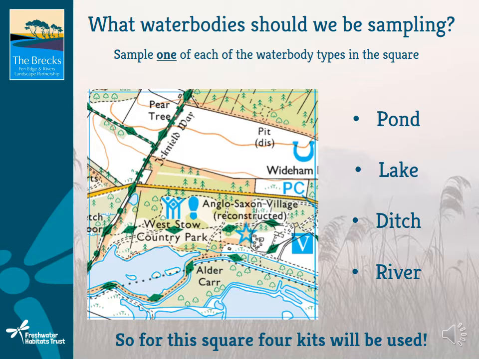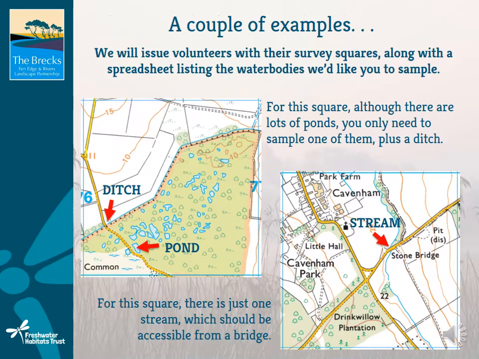So, what water bodies should we be sampling? Well, this is a typical 1 kilometre grid square that we'll be issuing, and we'd ask you to sample just one of each of the water body types in each square. So on here we have a pond, we have a lake, and we have a ditch, and we also have a river. So for this square, 4 kits will be used.